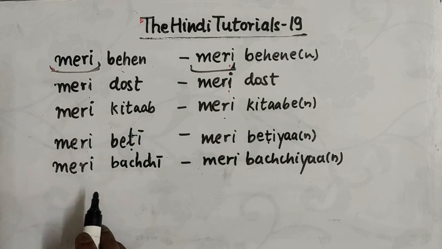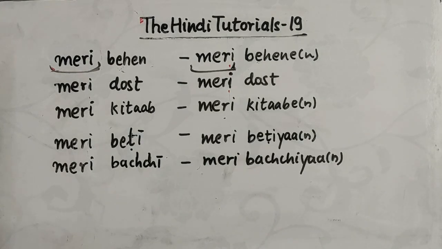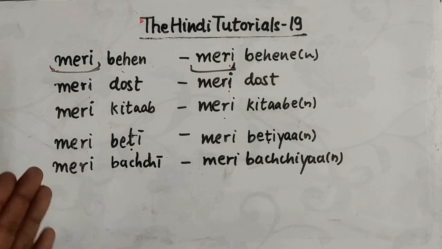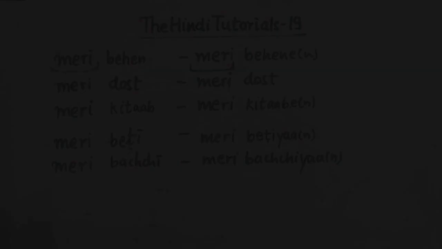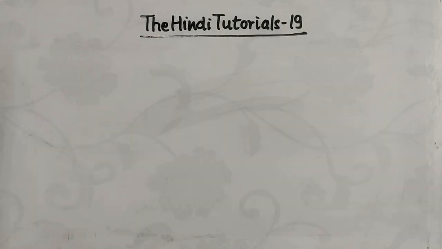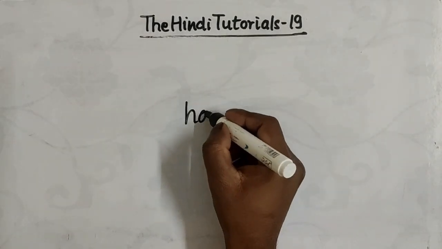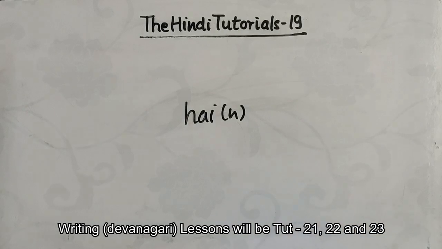मेरी बच्ची my kid, female kid. मेरी बच्चियां my kids. Okay, only female kids. ठीक है. So मेरा changes to मेरे when singular turns to plural, while मेरी remains the same. Now these things we will be using in today's tutorial. Let's start. Today we are going to learn in which cases we use हैं.